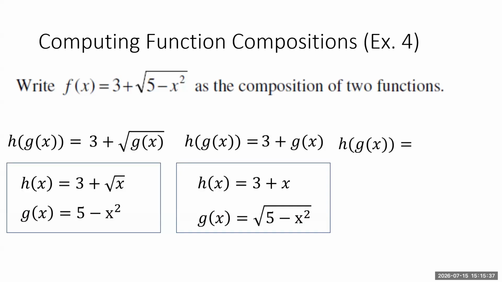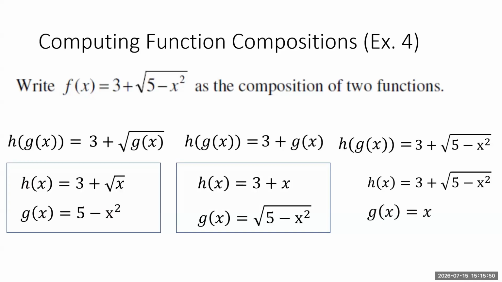Finally, we have h of g of x as 3 plus the square root of 5 minus x squared. If we allow this to be our function h of x, 3 plus the square root of 5 minus x squared, we could call g of x just x, and we will place a box around that. Our third solution is called the trivial solution, and while it is always the case, it will not be a viable homework or test solution for this course. It's important that we understand that the trivial solution is in fact trivial and doesn't necessarily demonstrate competence outside of simple rote memorization.